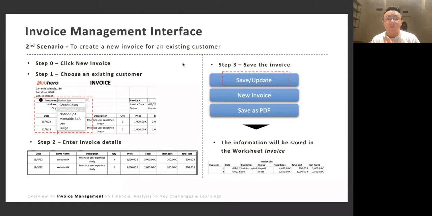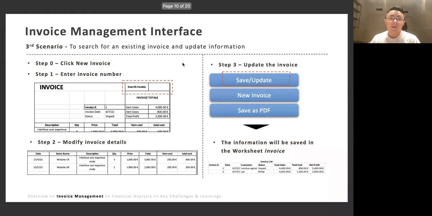And in the second scenario, we can create a new invoice for an existing customer, which is similar to the first scenario. But in this case, you don't need to add a new customer. You can just drop down the customer list and choose an existing customer. And for the third, for an existing invoice, you can enter the invoice number here, which is in the red line. After this, all the information of this invoice will pop up, and you can modify all the details of the invoice and save it to our database.